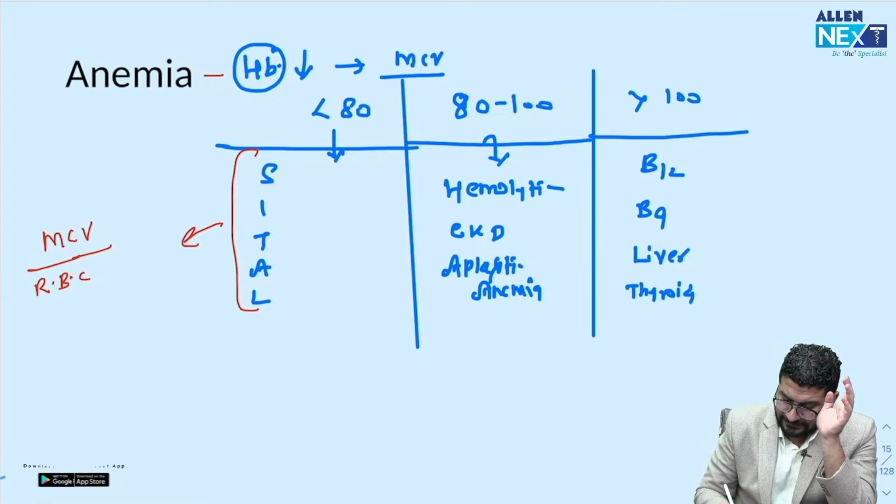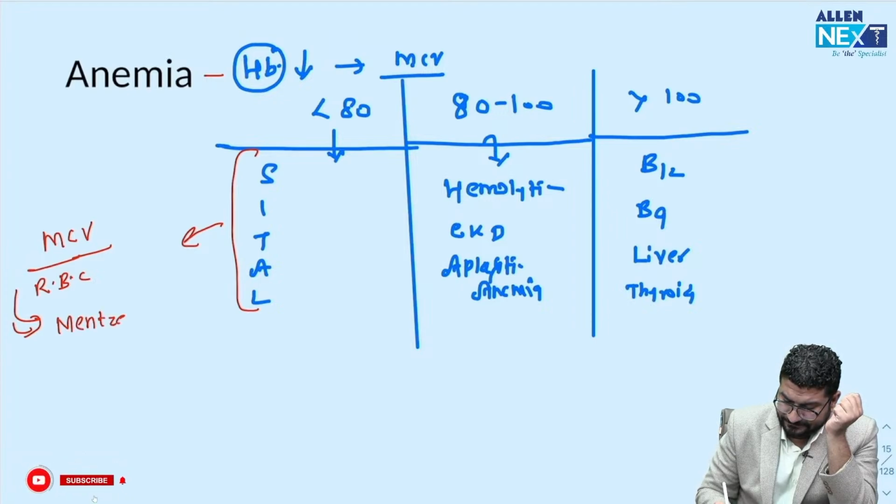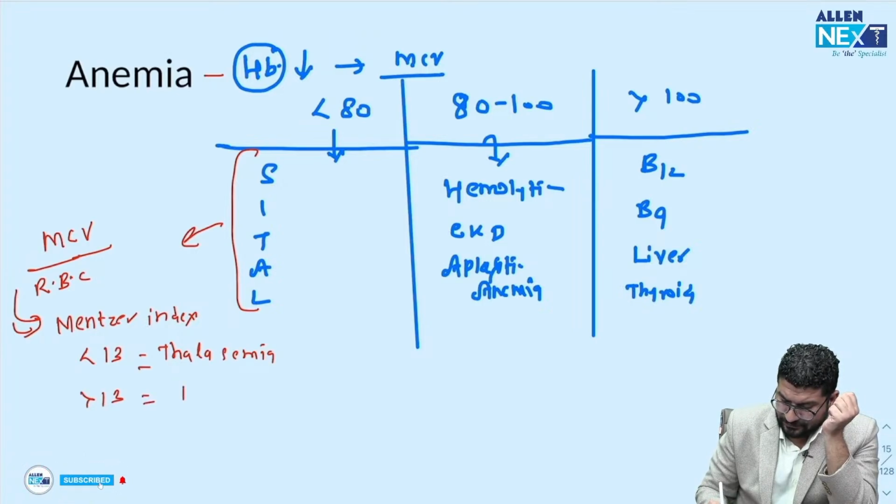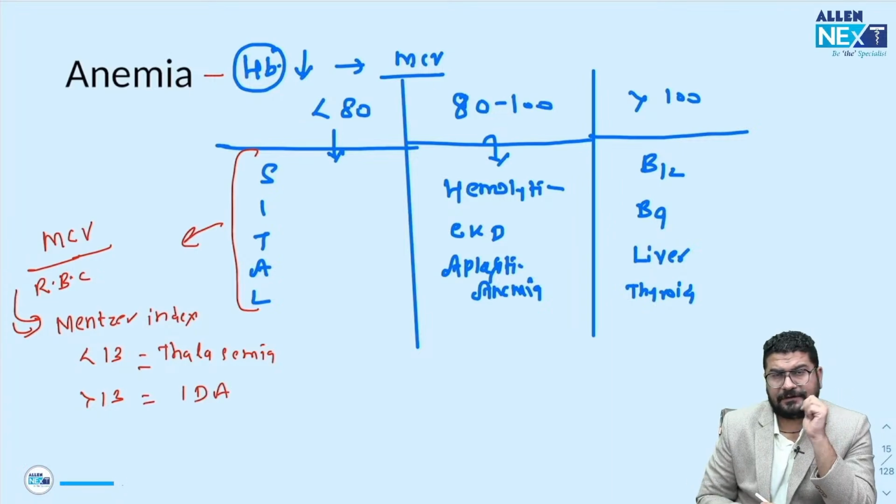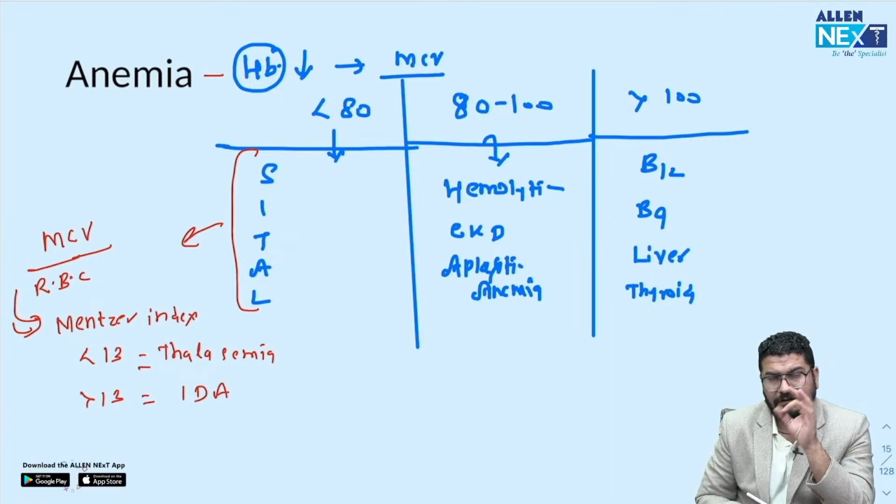This index came in the exam even in the last attempt. This index is what we call the Mentzer index. If the Mentzer index value is less than 13, there is a higher chance the person has thalassemia, and if this index value is more than 13, there is a higher chance this patient has iron deficiency anemia. So this way we need to solve this question.